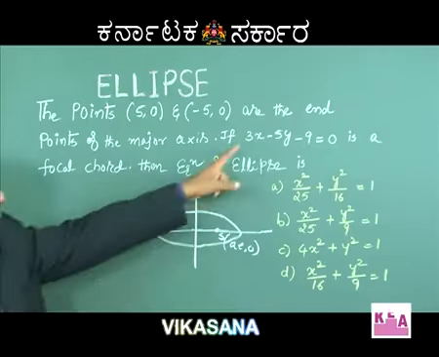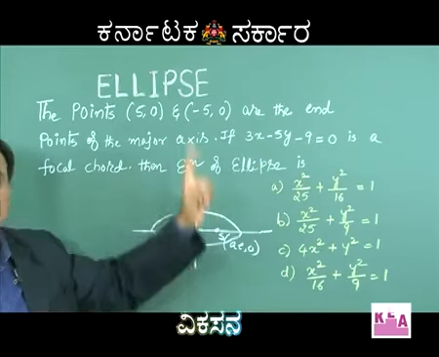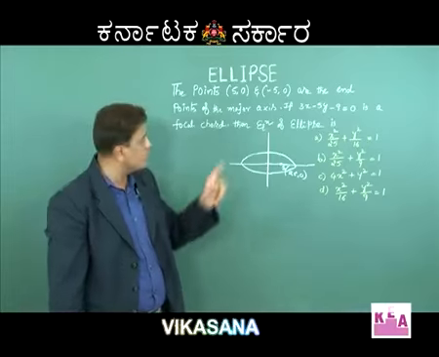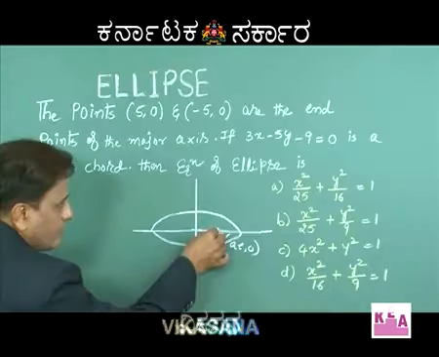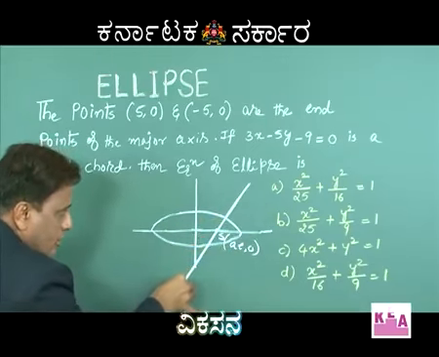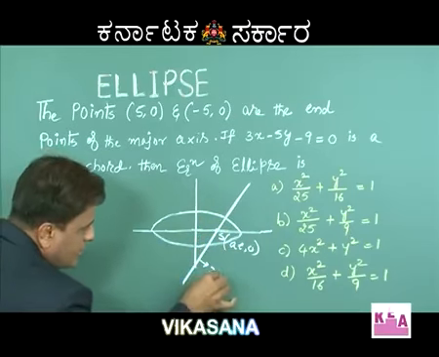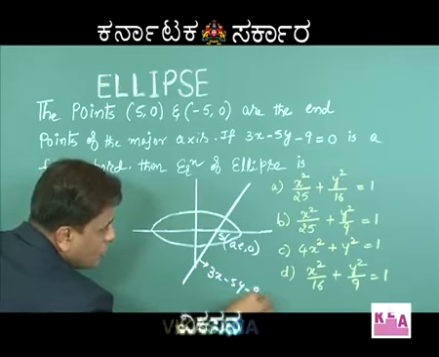But now observe the main highlighted point of the question: 3x minus 5y minus 9 is equal to 0 represents a straight line. But it is given that it is a focal chord. That means that the line is passing through the focus. This is called a focal chord. This is the equation given, 3x minus 5y minus 9 is equal to 0.